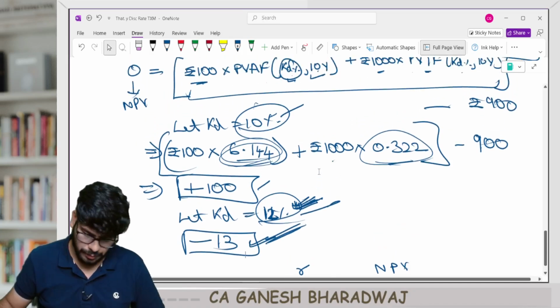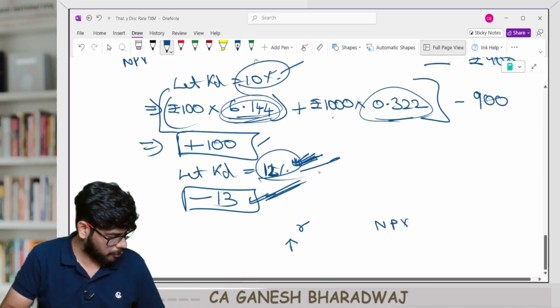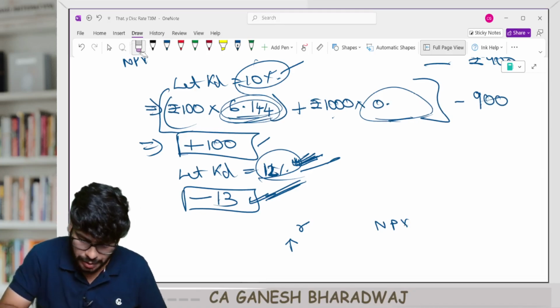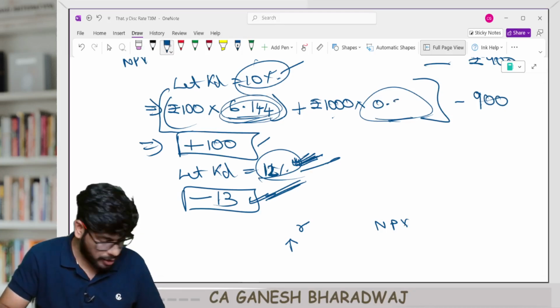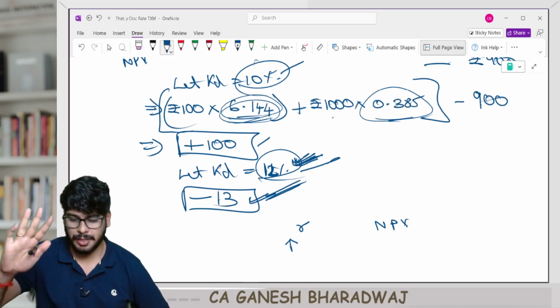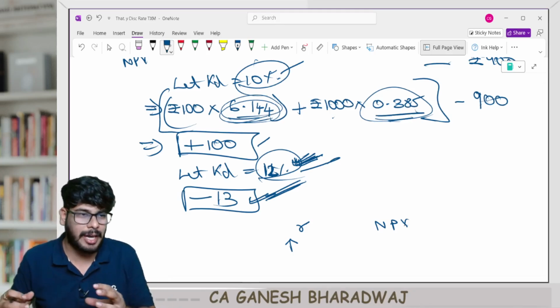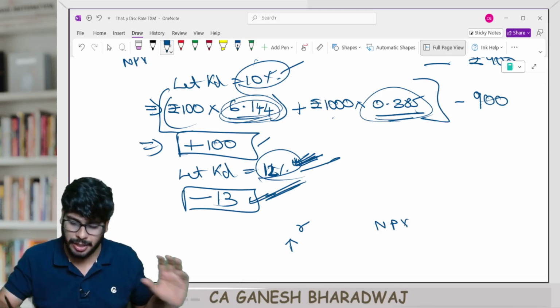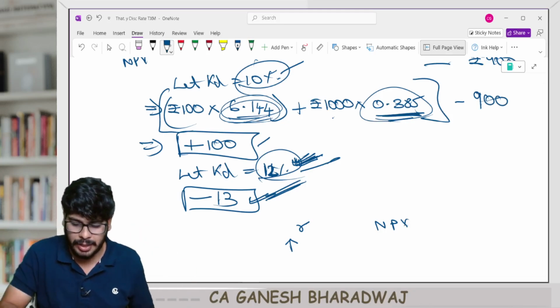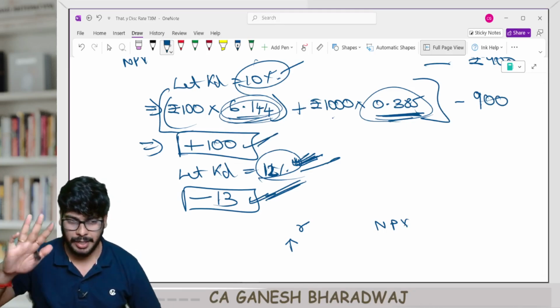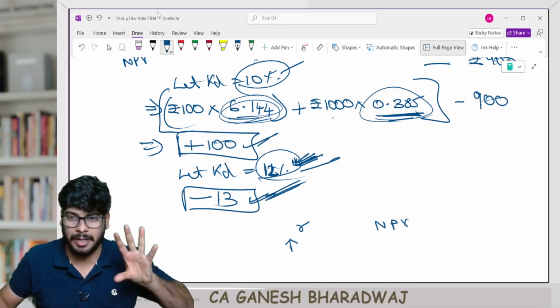100 into 6.144. I'm sorry. This is not 0.32. This is 0.385 actually. Sorry, this is 0.385. I'm sorry, I stand corrected. See, I was not focused more on the calculation here. I wanted to drive home the logic here. But yes, this is 0.385. If you do the calculation, you get a positive 100 here. Right? Fine. Coming back here.